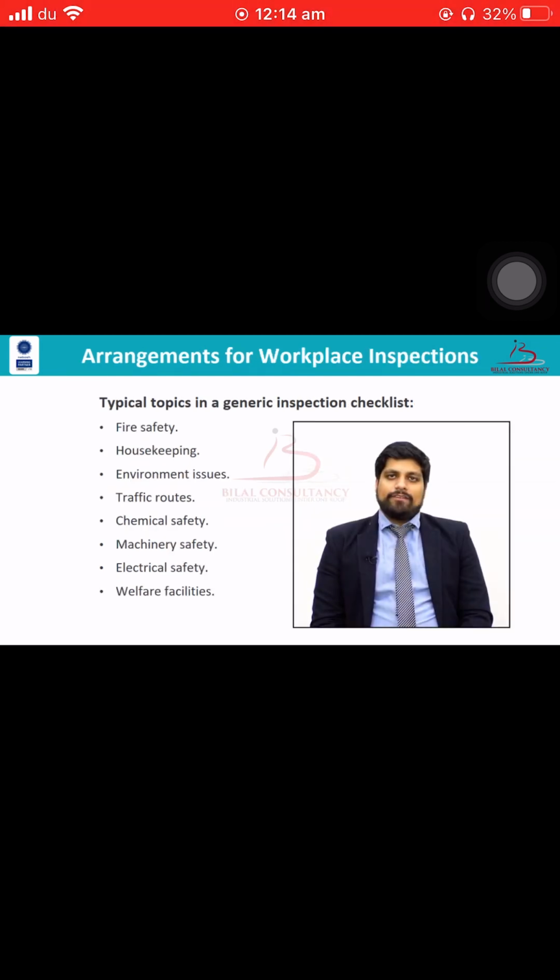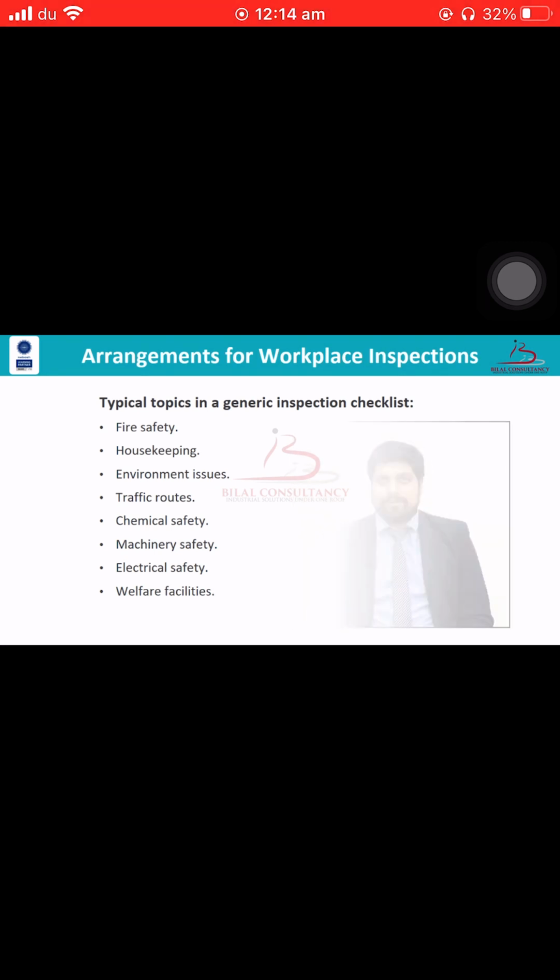While conducting active monitoring, we have to develop a checklist, and in that checklist, we have to ensure that different aspects are included with regards to health and safety. What are those aspects? For example, fire safety, machinery safety, electrical safety, chemical safety, traffic routes and welfare facilities. The checklist must be in line with all these aspects, so that when we are carrying out the active monitoring, all the aspects can be clearly embedded in that one checklist.